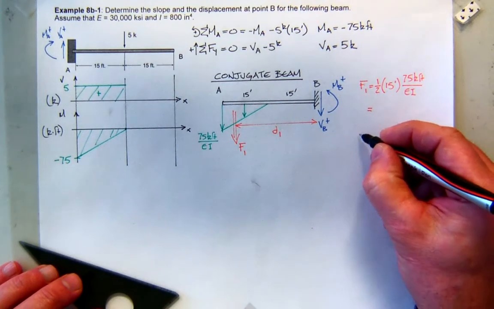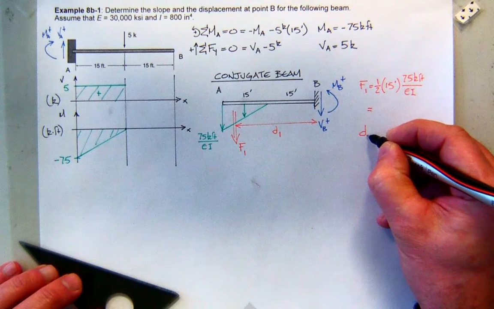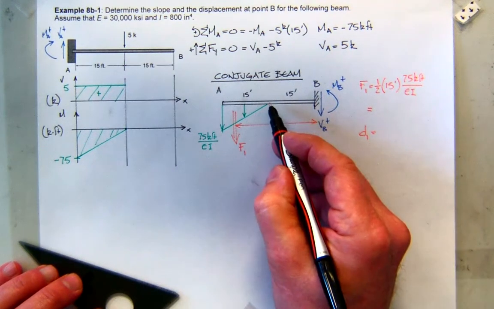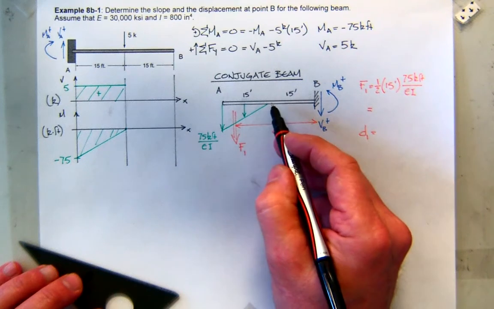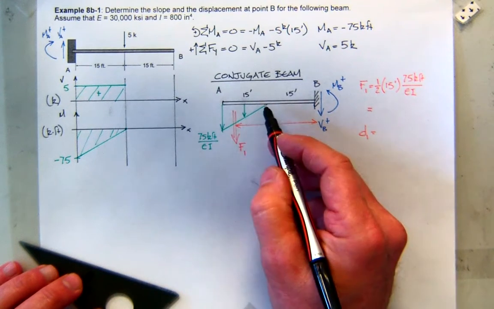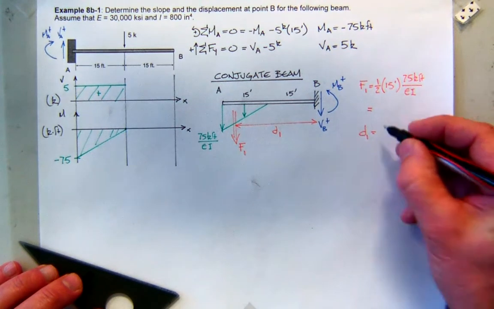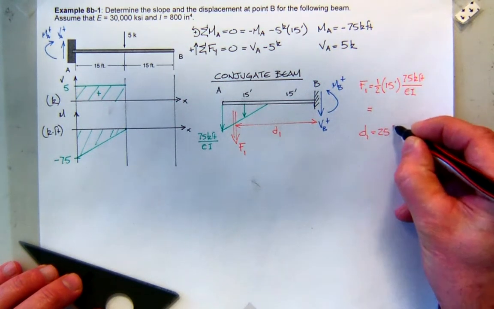While you're figuring that out, I'll go ahead and figure out what D1 is. Well, D1 is going to start here. I'm going to go 15 feet. And then from this point, how far is it more to the centroid? Well, it's 2/3 of 15, which is 10, right? 10 plus 15, this should be 25 feet.